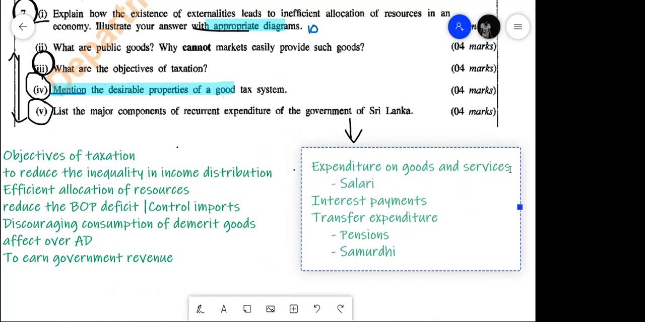It's salaries and wages. Salaries and wages. So likewise, guys, you can give in components. That's all that they're asking. Again, they're not asking you to explain here. They're just telling you to list the major components. So when they say list the major components, you simply write points.